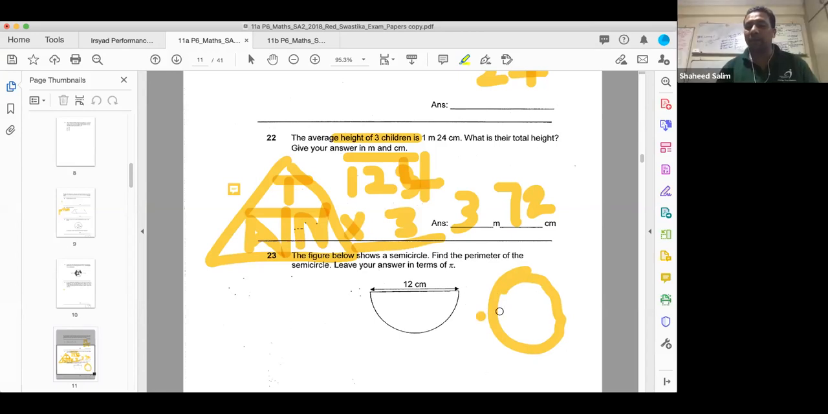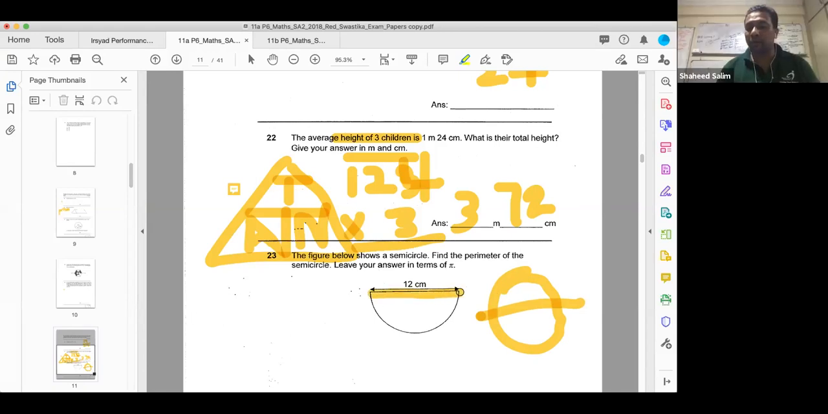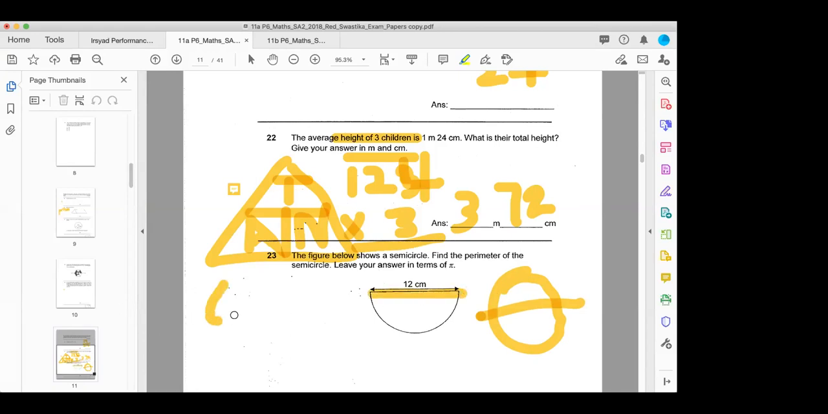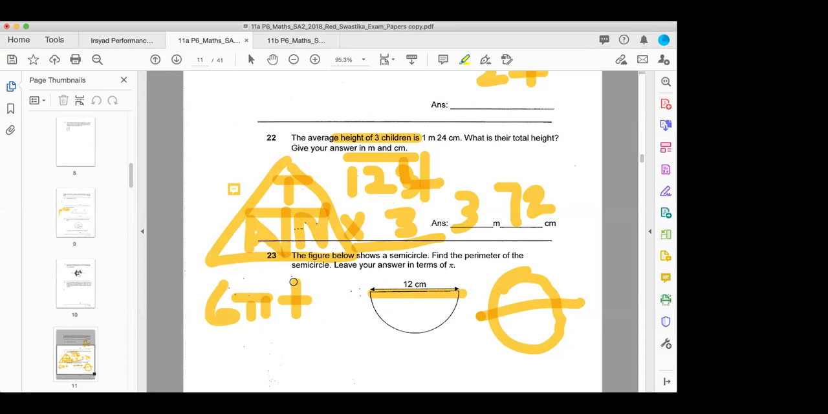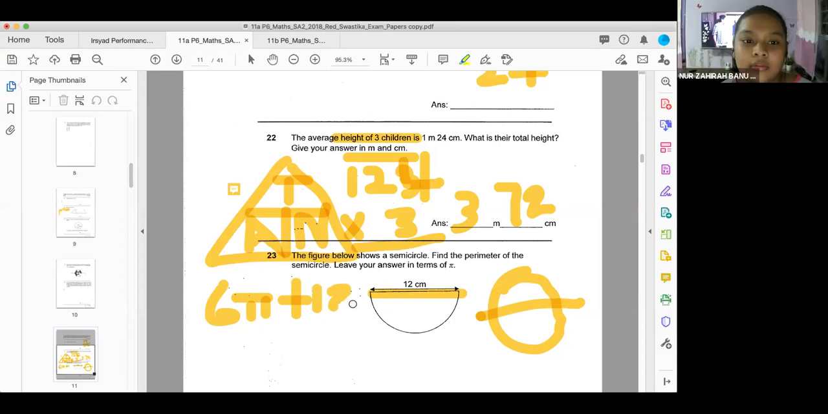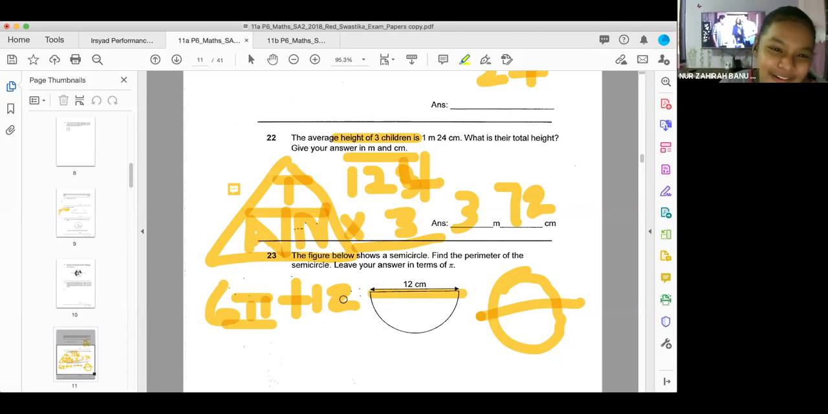I get 6 pi. My answer is 6 pi. Then must plus this 12. No, you cannot plus. 6 pi plus 12, this is the answer like that? Pi down here is an alien. You cannot take an alien plus a human being. Forgot lah. Okay, so what do we see?